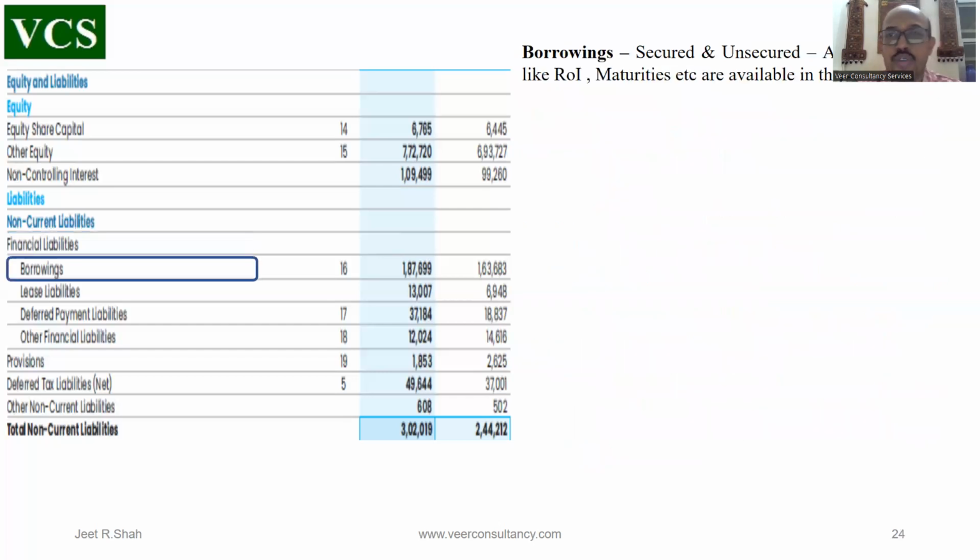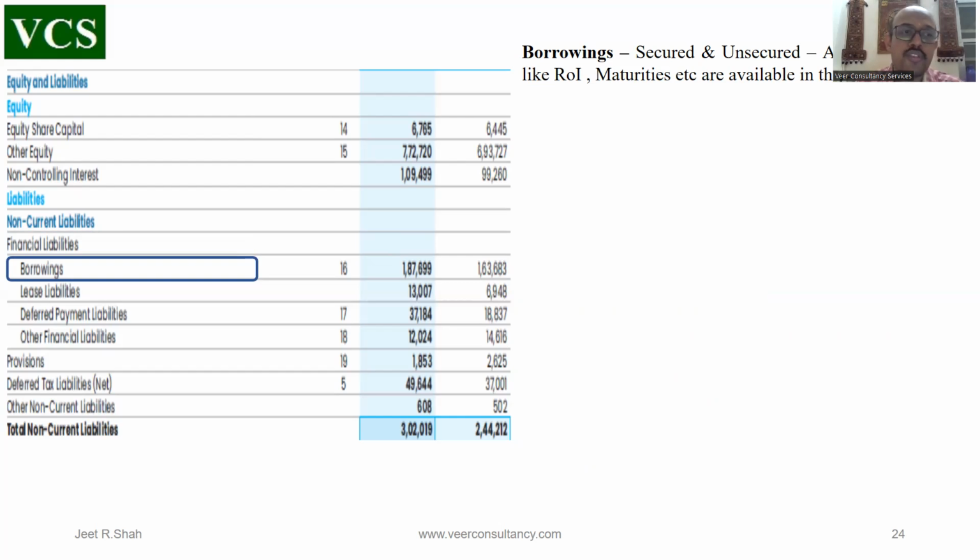So first is the borrowings. What are borrowings? We all know that borrowings can be of two types, secured and unsecured. What is a secured borrowing? Secured borrowing is basically the amount of loan that you have raised by giving an asset as collateral. What is unsecured? The amount that is raised from the market without giving anything as security or collateral, which will be more costly. Definitely unsecured loans might be more costly than secured loans.